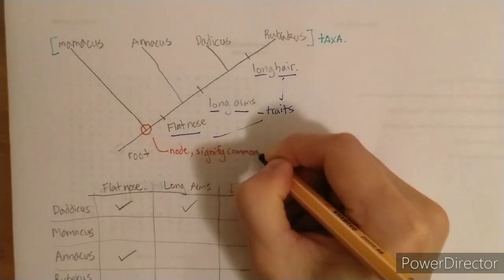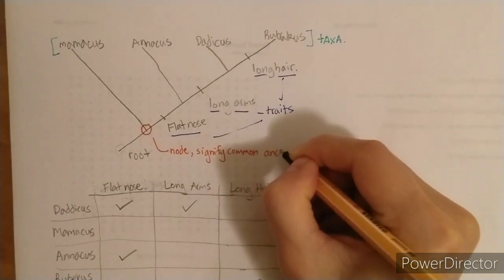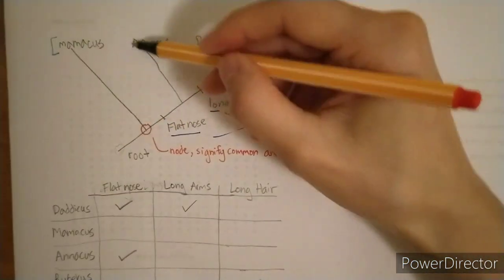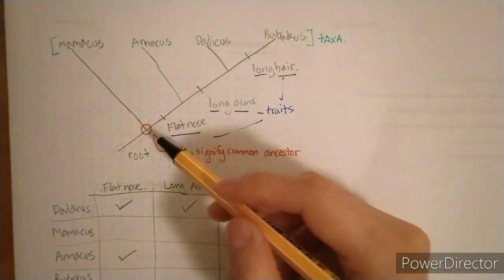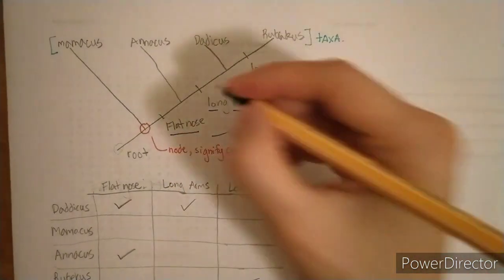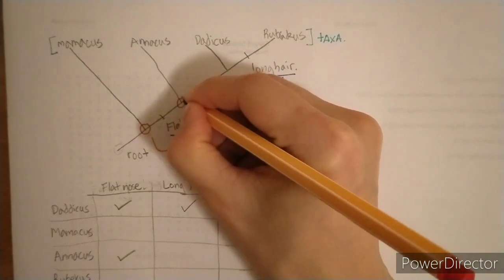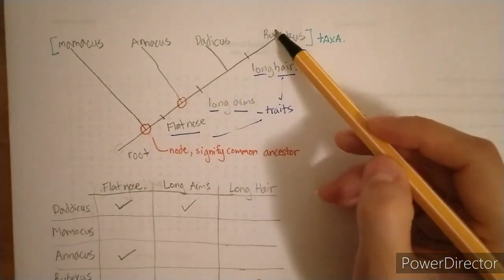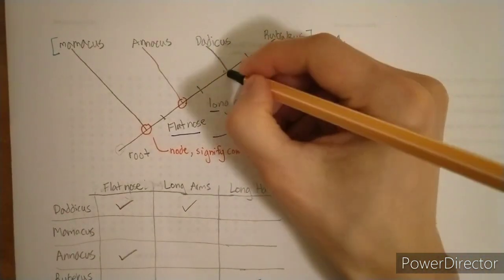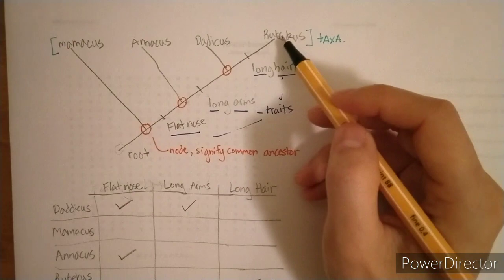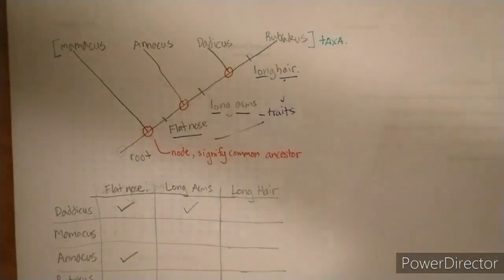In fact, it signifies the common ancestor of all the species. Because if I look at it, Myrmecus, Anikis, Deticus, and Rubicus can all trace back to this one single point. This would be an additional node, but this node is the common ancestor of Anikis, Deticus, and Rubicus. And then our final node is going to signify the common ancestor of just Deticus and Rubicus.